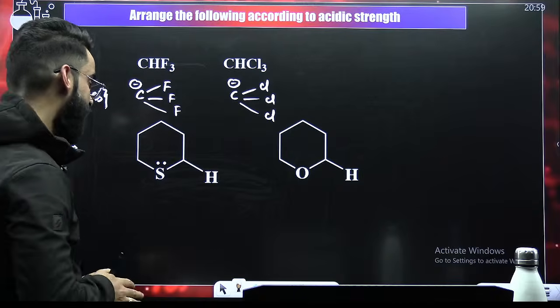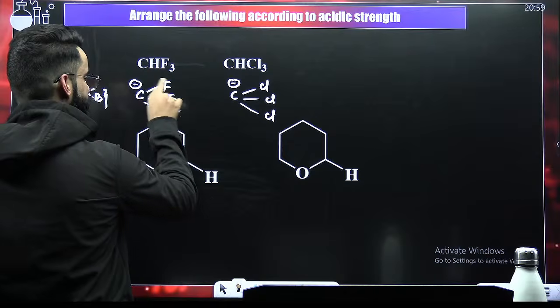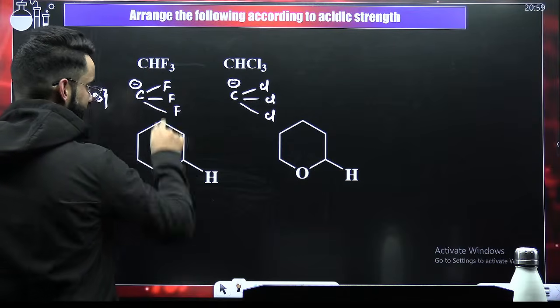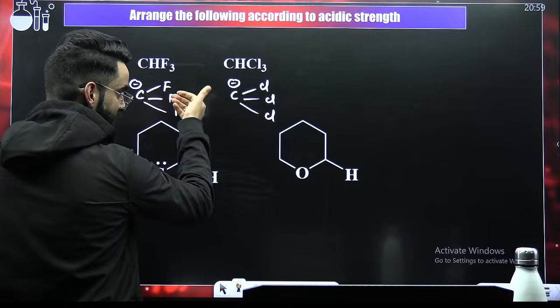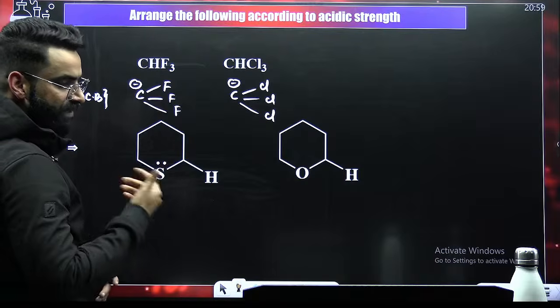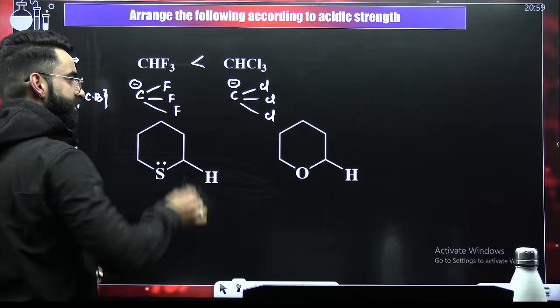Normally, what should we think? We should think that this conjugate base is more stable. Why? Because there are 3 fluorine atoms attached, right? 3 fluorine. More withdrawing means more stability of the conjugate base. More stability of the conjugate base means the acid has to be stronger. So this should be the order. But this is not the order. The order is like this. Why is that?